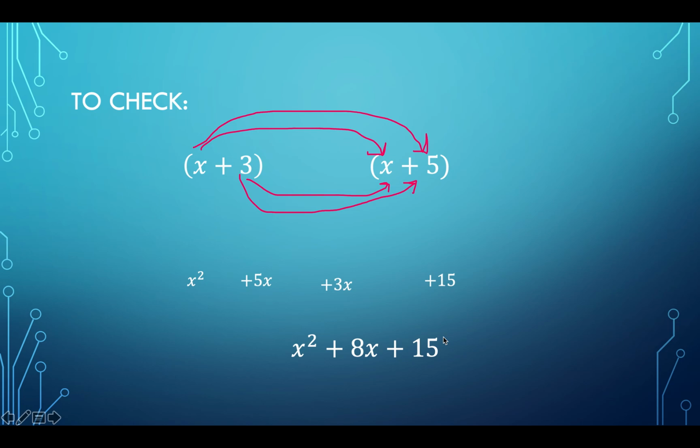If you're ever unsure of what you're doing, if it's the correct way, always just go back and FOIL it to see if you're getting the same answer. If you get the same answer back, that means you did your factoring correctly.